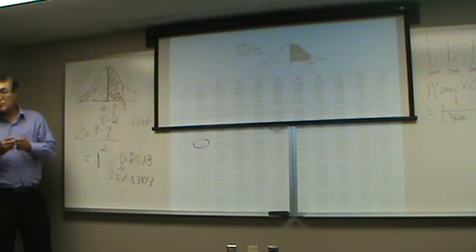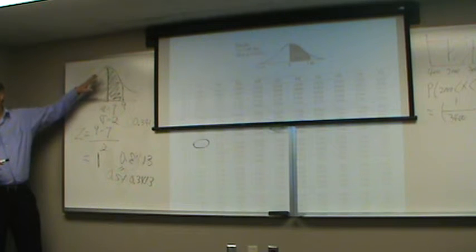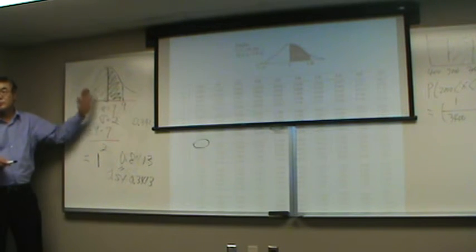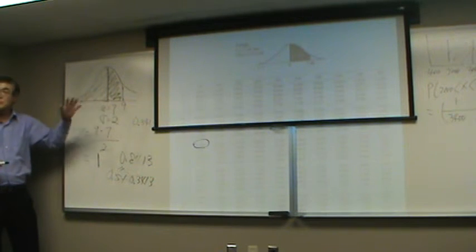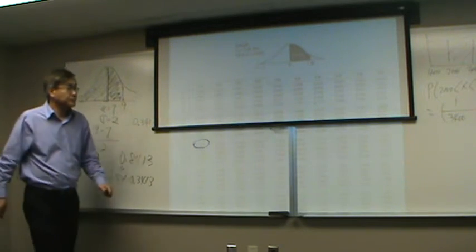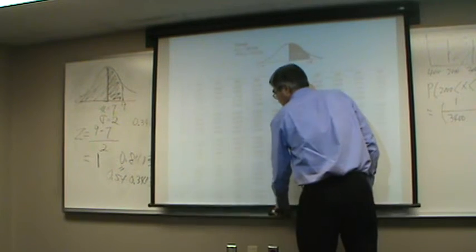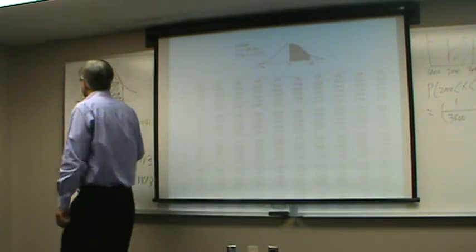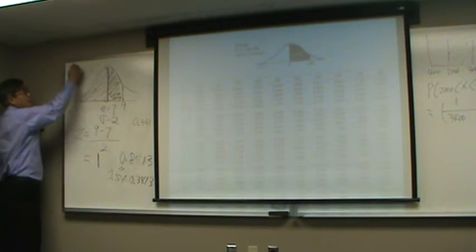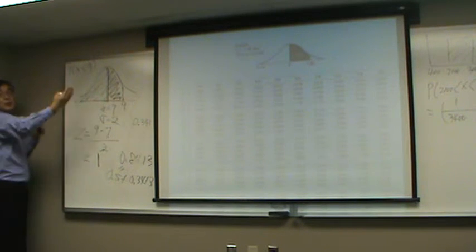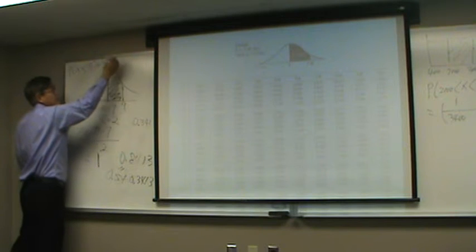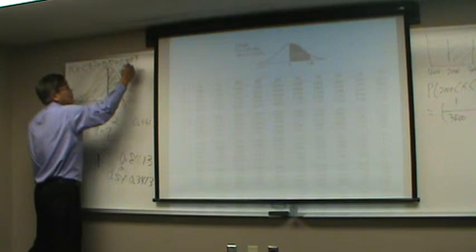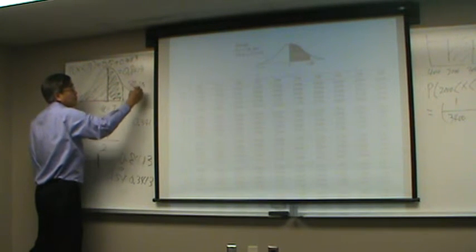So I recommend that you draw something like this first, then find the area, then plus or minus something like that, okay? Good? So probability x less than 9 equals 0.5 plus 0.3413 equals 0.8413, 84.13%, right?